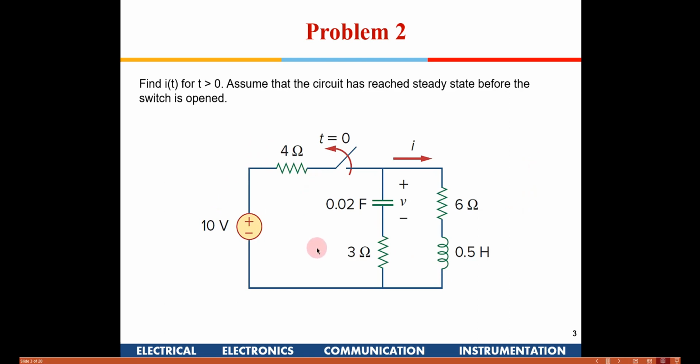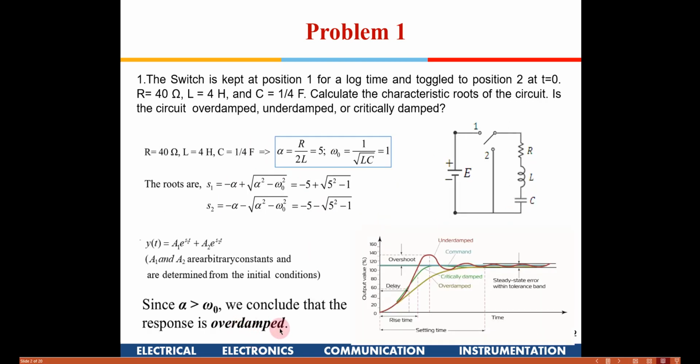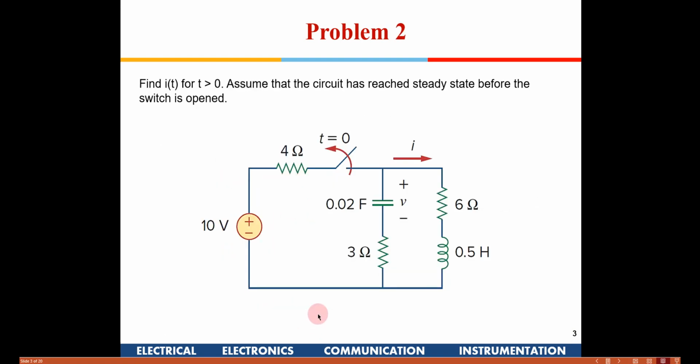So this is the problem. It is an overdamped system because both roots are negative, and this is the characteristic equation.